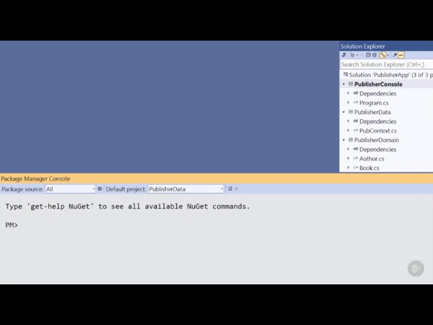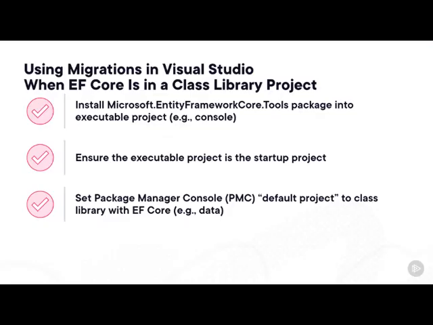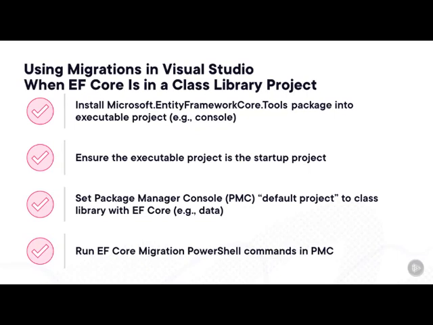Okay, so let's do a quick review. The tools package is installed in the console project. The console project is the startup project for the solution, and the PMC default project is the publisher data project where EF Core is installed and the DB context is defined. If you have that all set up correctly, you should now finally be able to use the PowerShell migrations commands.